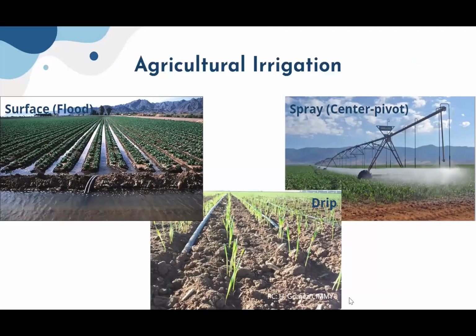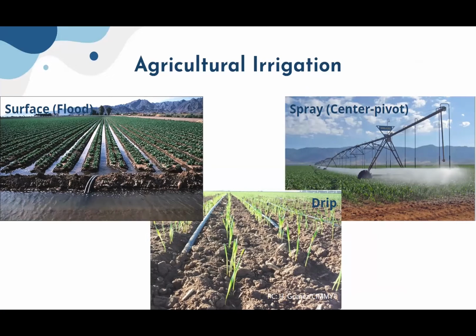So here are the 3 that we were looking at before. The one on the left is called surface irrigation. It's specifically flood irrigation. And surface irrigation is a really traditional type of irrigation. It's been used for a really long time, but it is still used today since it is cheap and low tech and easy to use. But as you can imagine, by the way it looks, it is not the most efficient irrigation method.